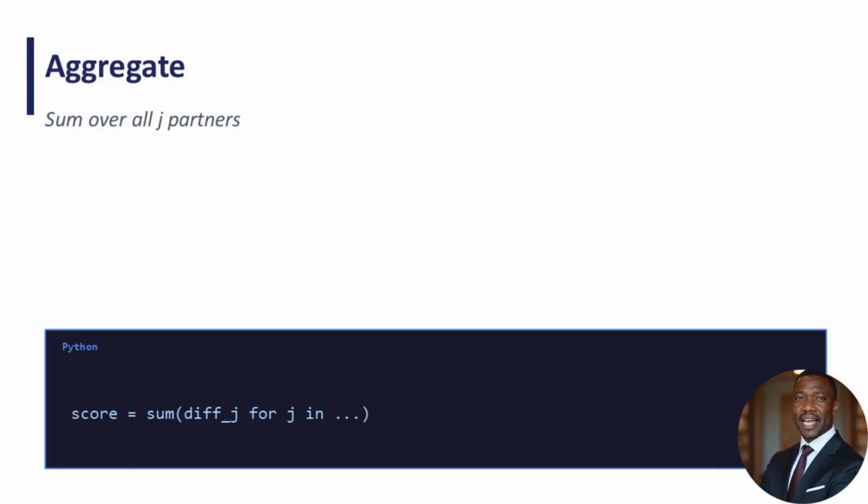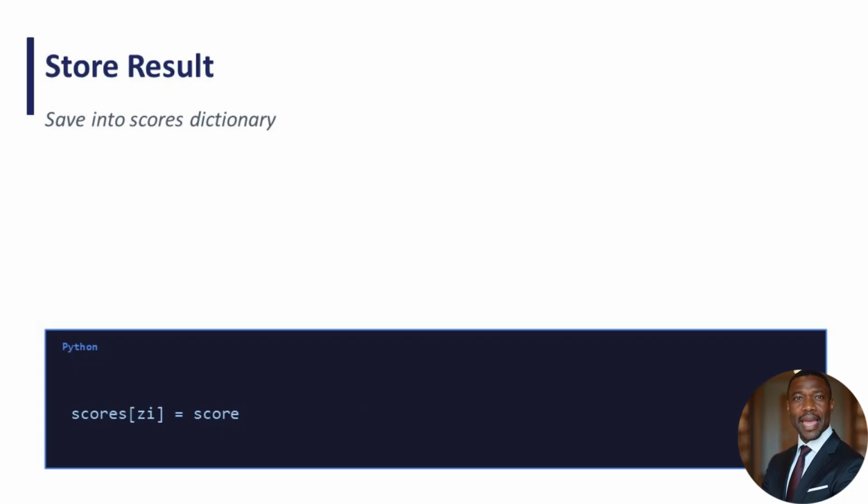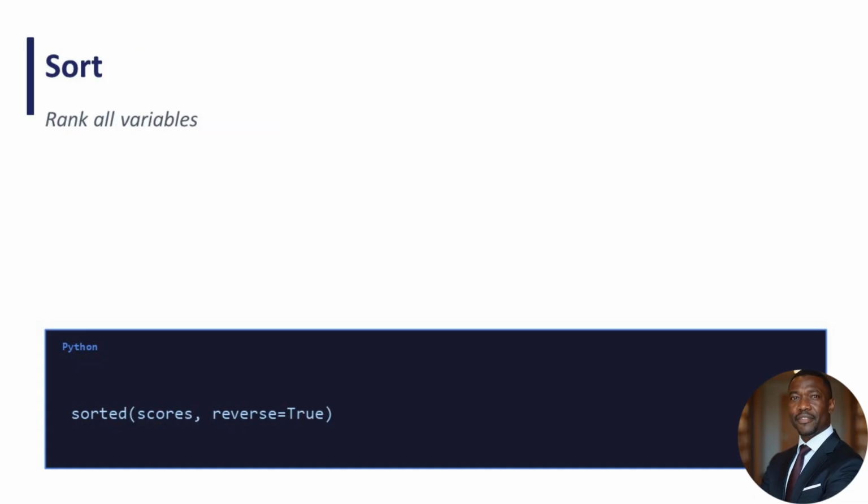We then sum these sign differences across all paired variables j. The result is the total pairwise score for variable i, a single number summarizing whether it tends to appear early or late relative to all other variables in the set. The aggregated score is stored back into the scores dictionary. After the loop completes, the scores dictionary will contain one entry for every variable, ready to be ranked. The final line of the algorithm sorts the scores dictionary in descending order. Variables with the highest scores are placed first.